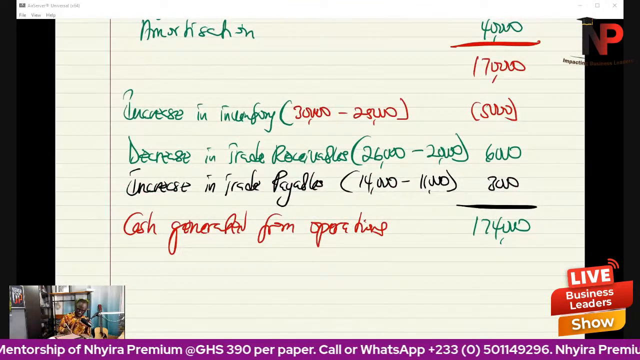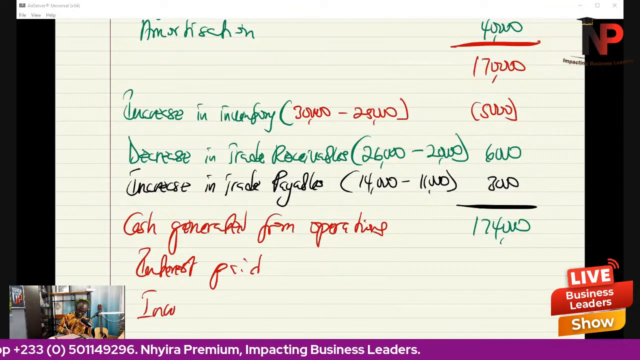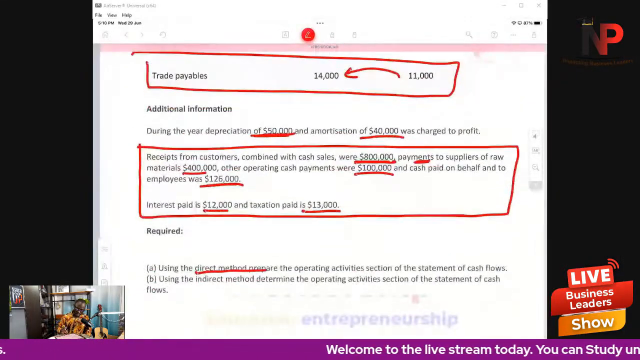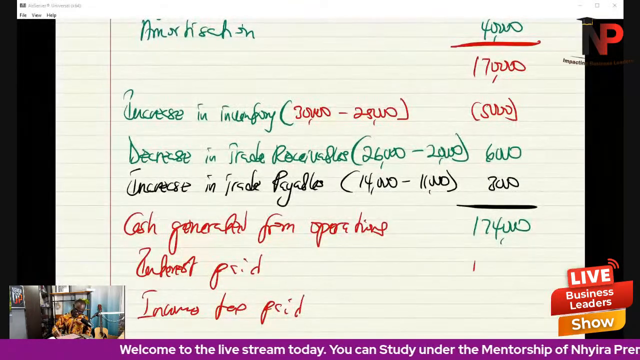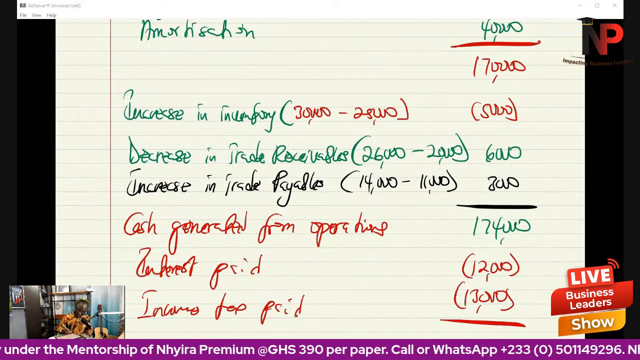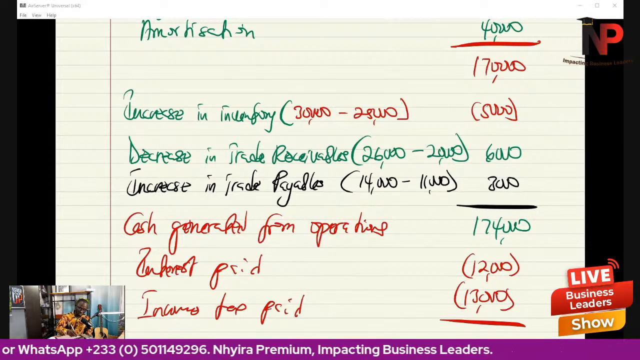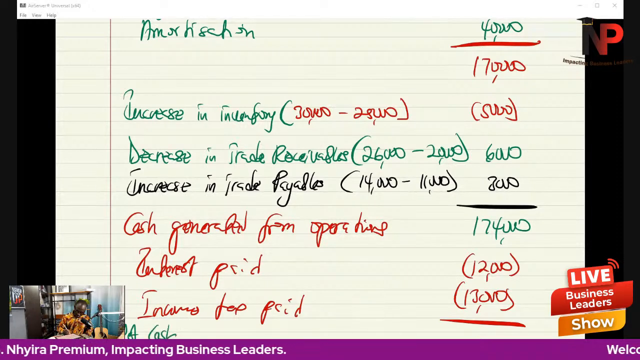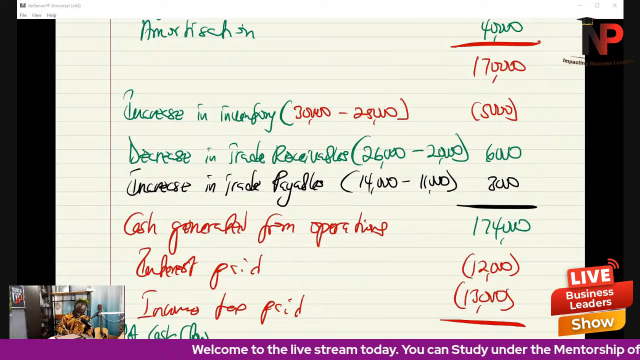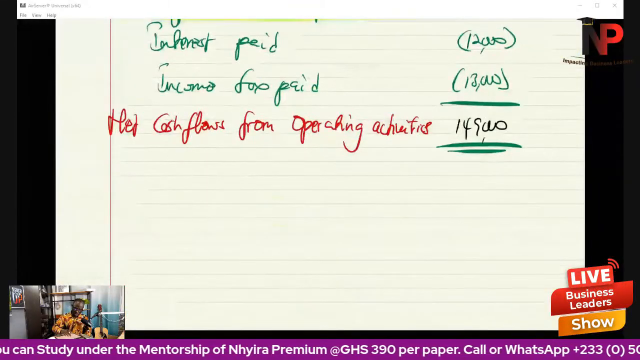But we bring in the interest paid and then the income tax paid. So you realize that in this question, the interest paid is different from the charge for the year. Interest paid is 12, tax paid is 13. So 12,000 outflow, 13,000 outflow, and then we'll get the net cash flow from operating activities. And so it will be the same figure as this one, 149,000.